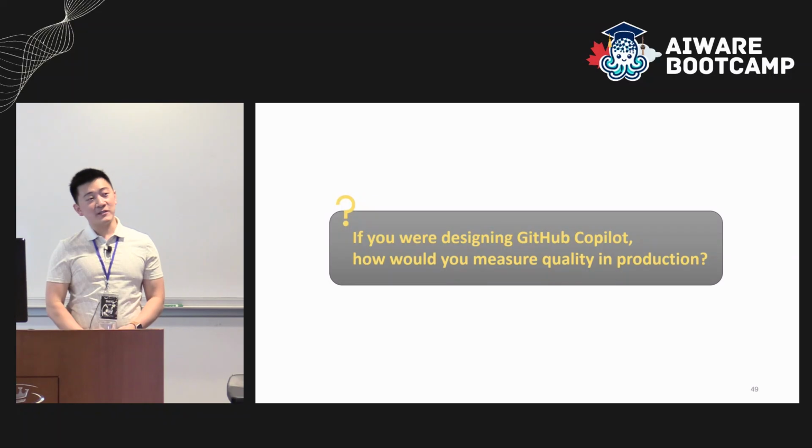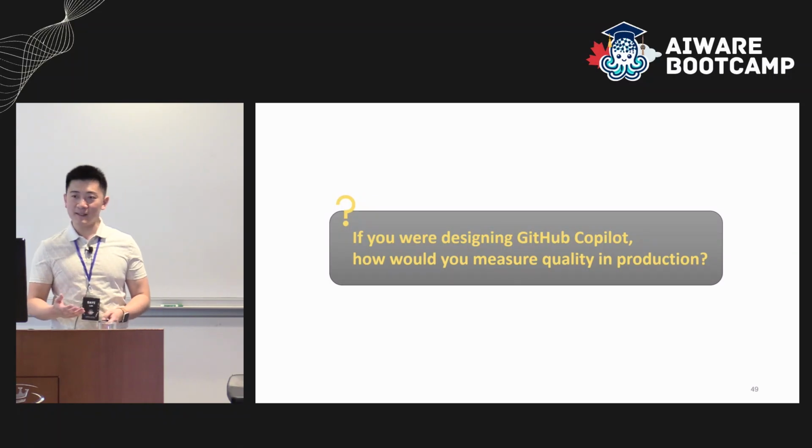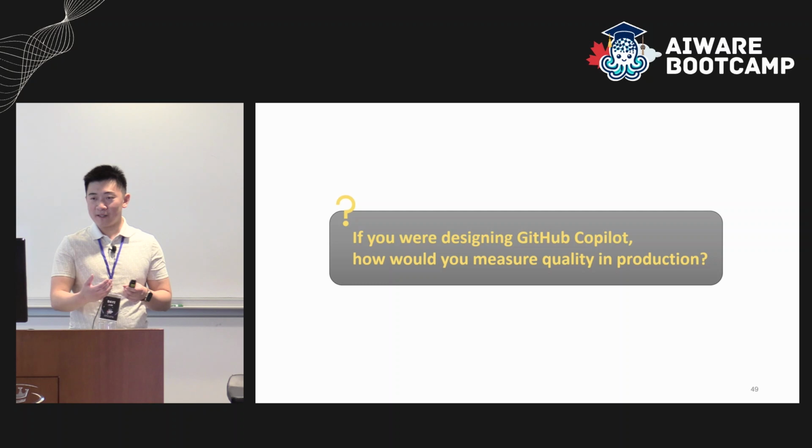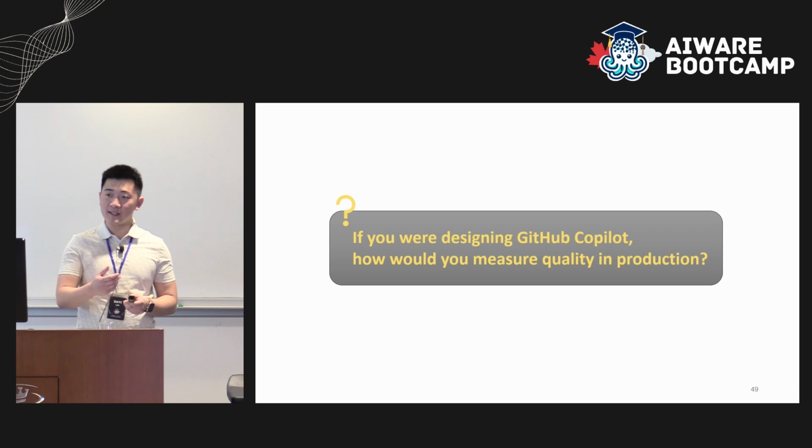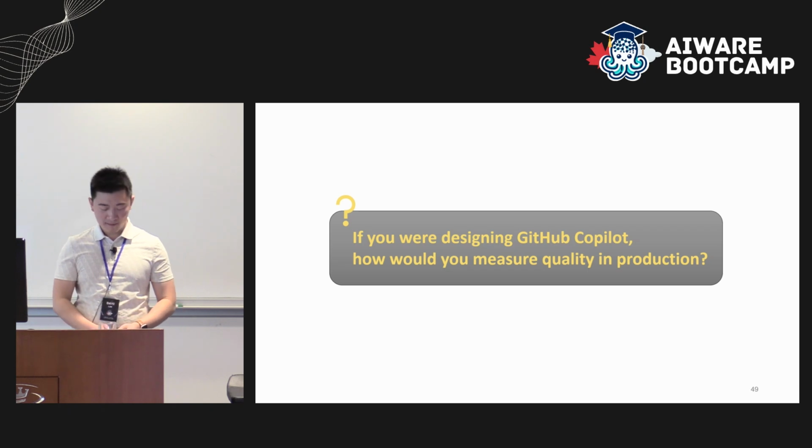Yeah, that's very commonly used in code generation tasks, where you measure whether a generated output is accepted by the user or not as a signal, or whether it's modified or not as a signal of whether your application actually has high quality in production.